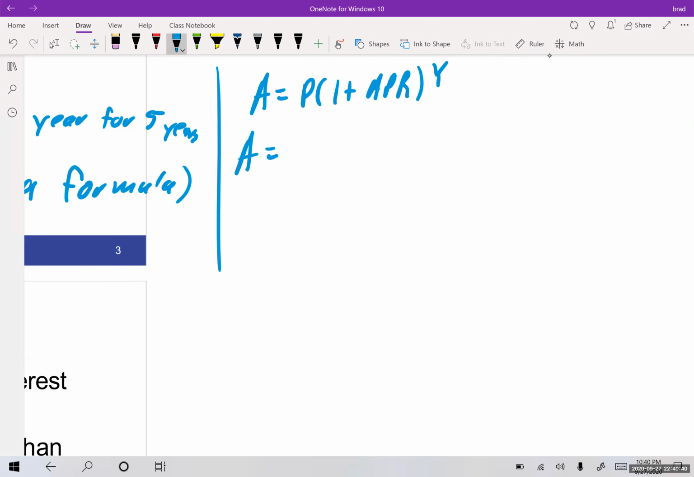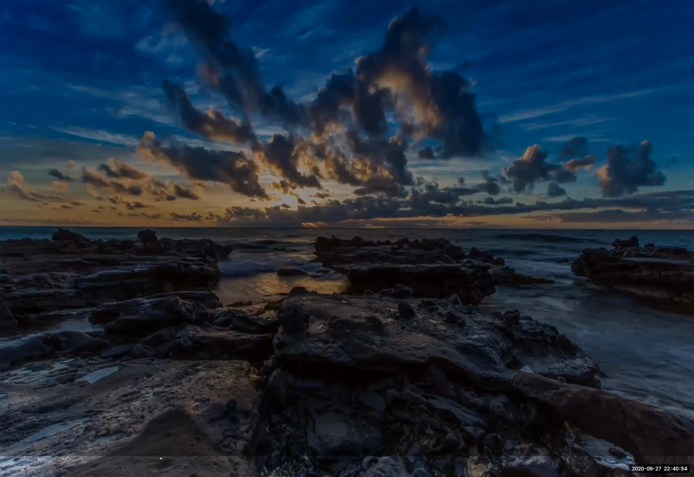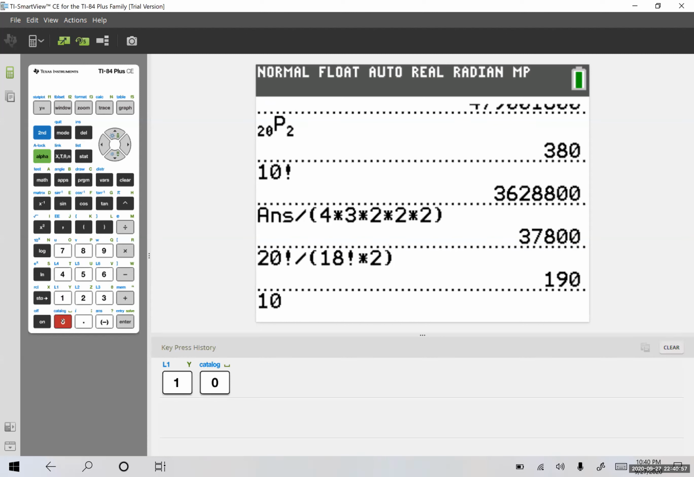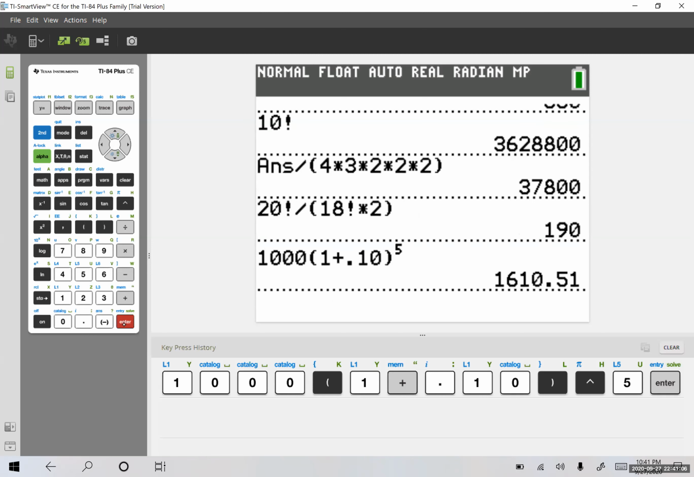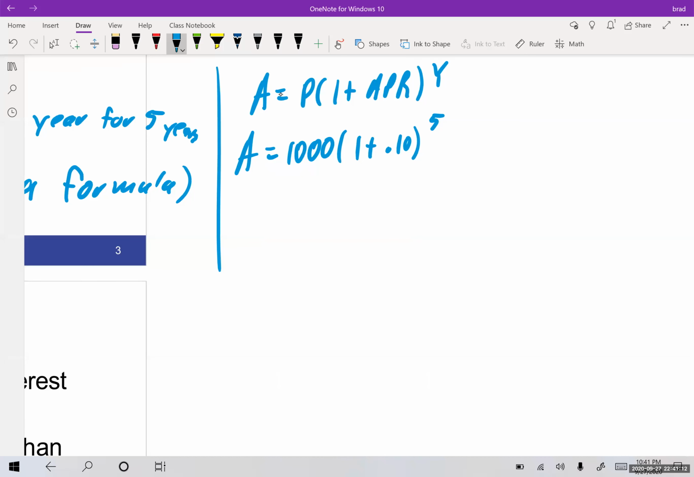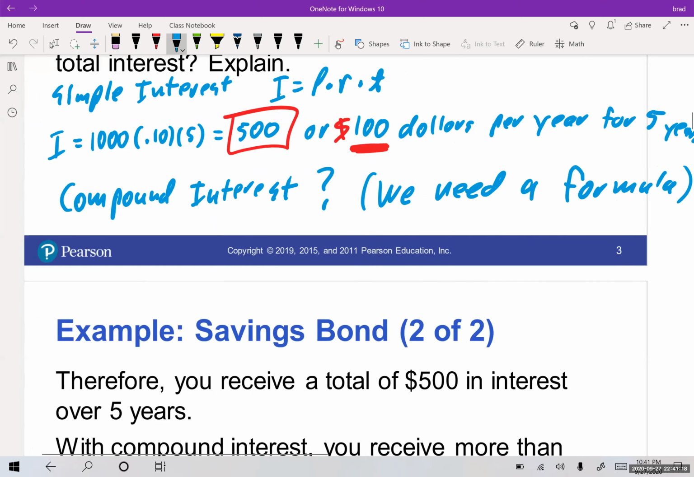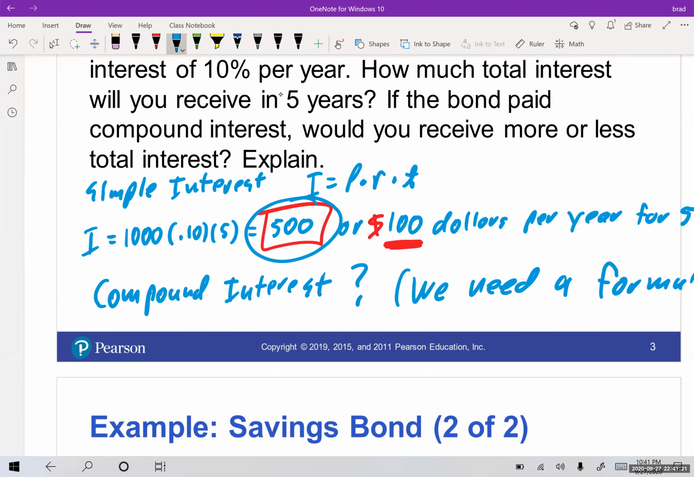So we want to find out how much money we have in our account. The principal is 1,000, times 1 plus the annual percentage rate, which is 10%, 0.10, to the power of the number of years, which is 5. So I'm going to take out my calculator and do 1,000 times 1 plus 0.10, close parentheses, to the power of 5. I hit enter, and I get $1,610.51. So I would get $1,610.51.